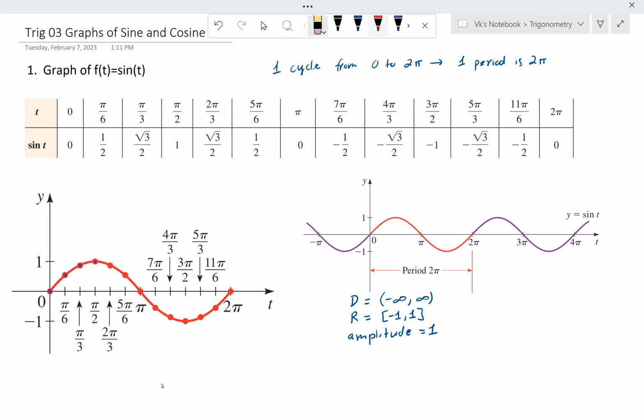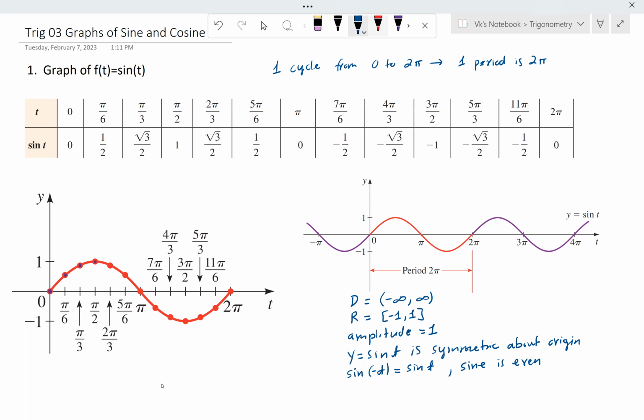Notice that the graph of sine is symmetric about the origin. That is, we get the same graph if we do a 180-degree rotation. Y equals sine t is symmetric about the origin. What this means is sine of negative t is the same as negative sine of t. This tells us that sine is an odd function.